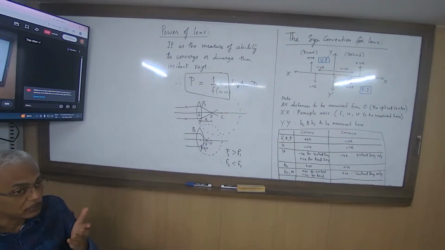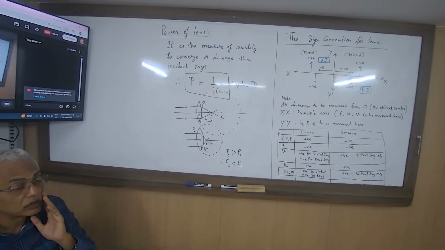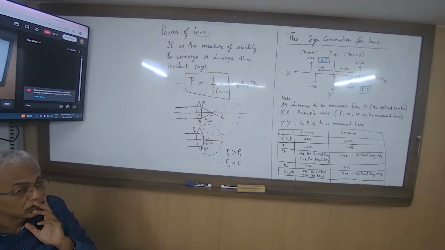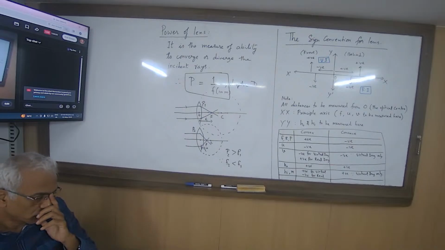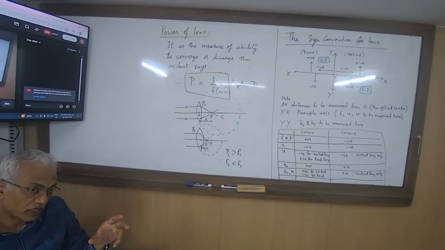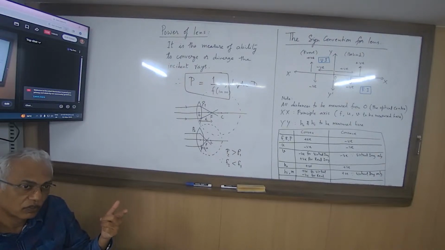Sin i by sin r is equal to constant. Snell's law states that the ratio of the sine of the angle of incidence to the sine of the angle of refraction is always constant. That's the law. And that constant is called the refractive index of the second medium with respect to the first medium.